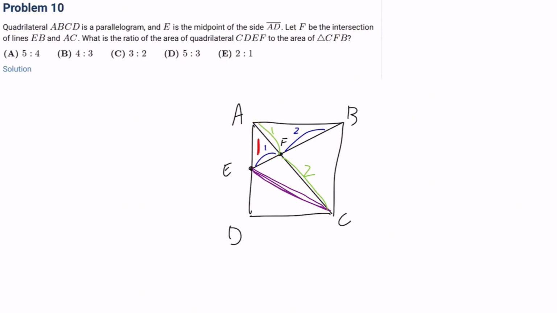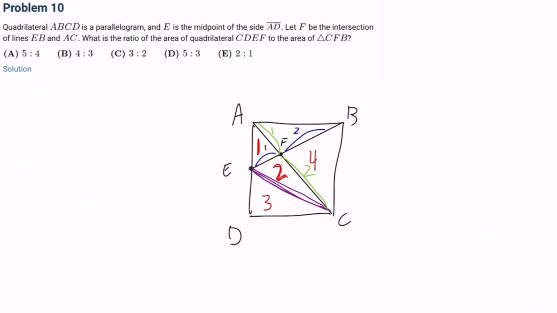If this area is 1, since this triangle and this triangle have area ratio 1 to 2, this area is going to be 2. Looking at this triangle and this triangle, since these two are the same, that means they have the same area. So this is going to be 3, right? So that is 3. Looking at these two triangles, this triangle to this triangle's area ratio is going to be 1 to 2. So if this is 2, this is 4.